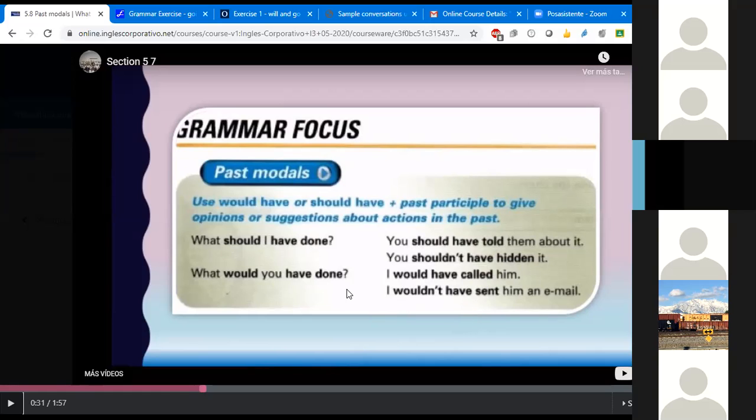I don't know if we, I think there is a difference also in Spanish when we use it. I think we can use like, the first one is hubieras. You should have told him, hubieras dicho, and the other one is I would have called him.